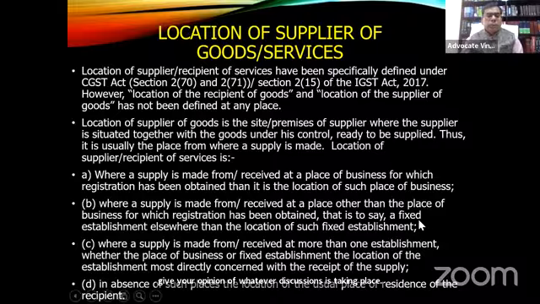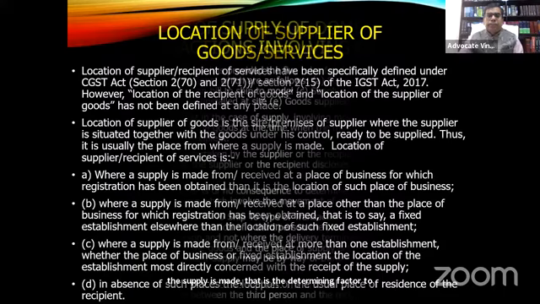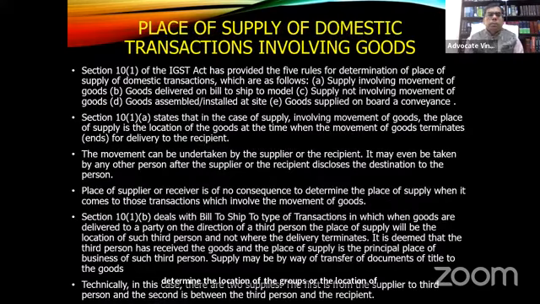So as I was discussing, it is the place from which the supply is made that is the determining factor to determine the location of the goods or the location of the supply. Now, with respect to the place of supply of the goods, there are 5 determinants or the 5 rules which have been prescribed for domestic transactions.